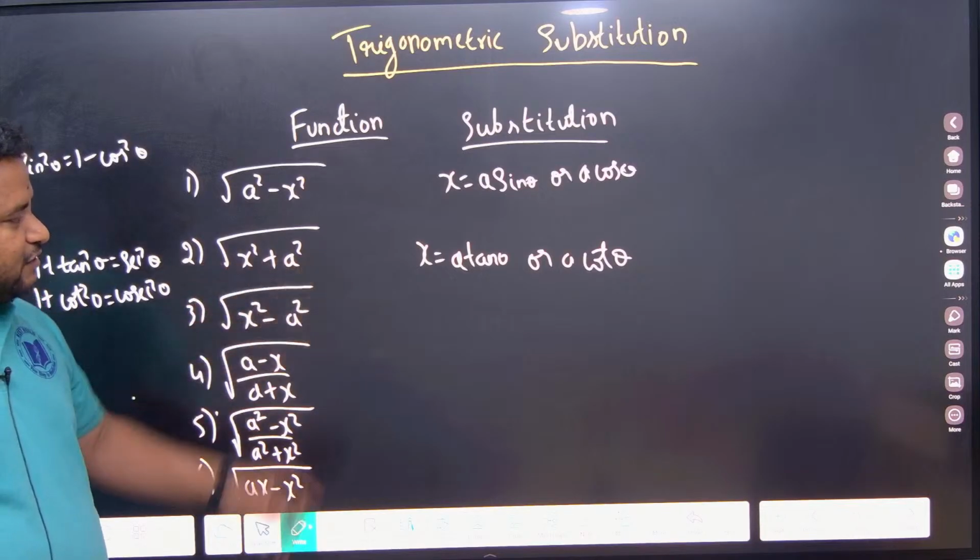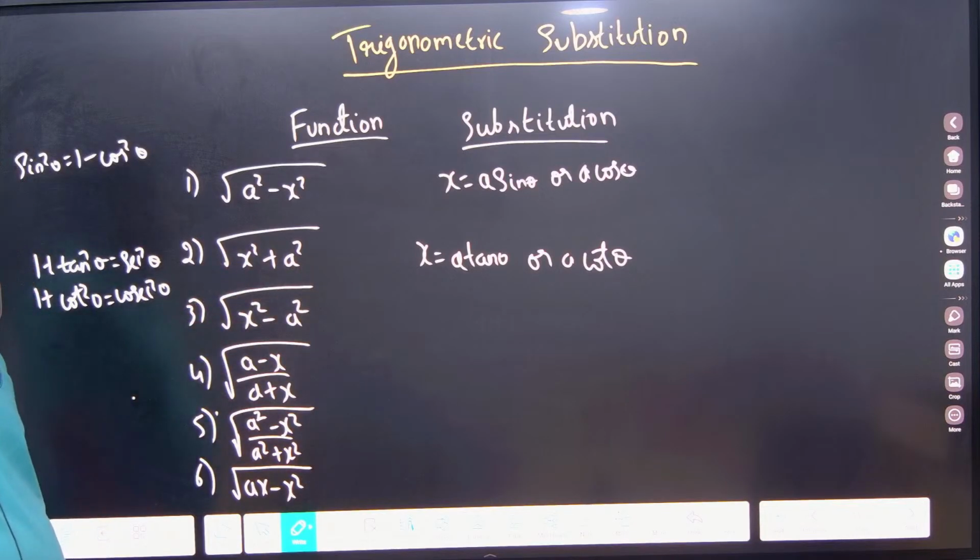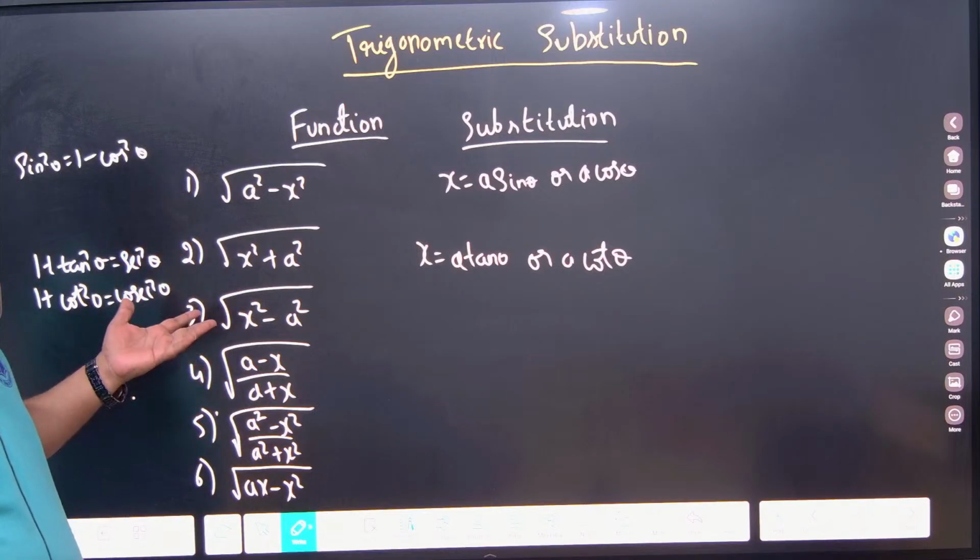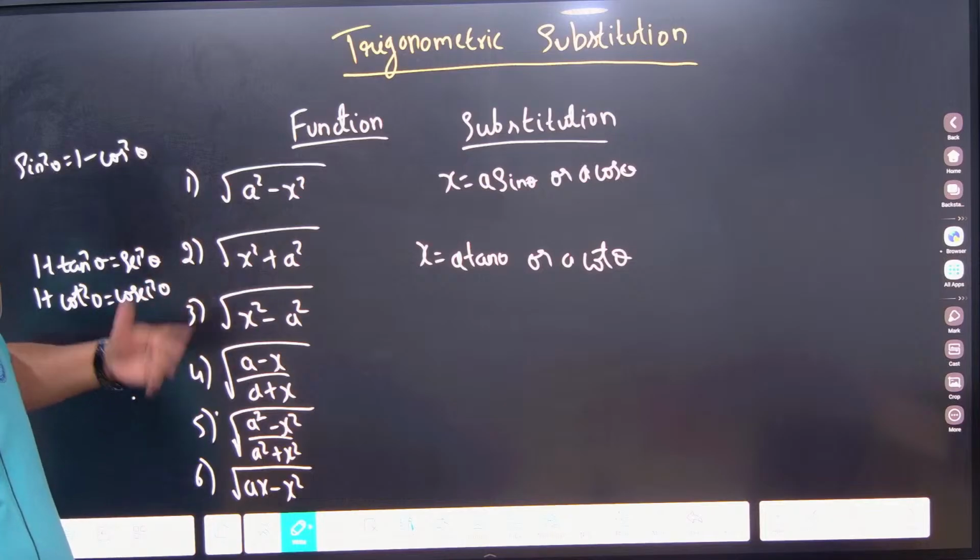So we are putting the value of what? X is equal to a tan theta or x is equal to a cot theta. When the function is given like this, you have to identify what kind of function that is there in the question. I will illustrate this with some examples also.